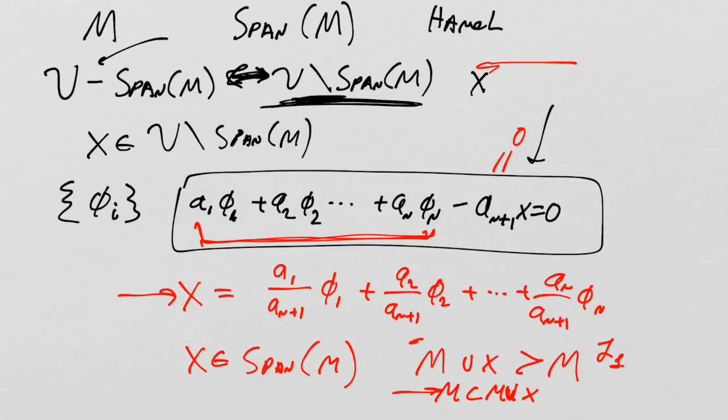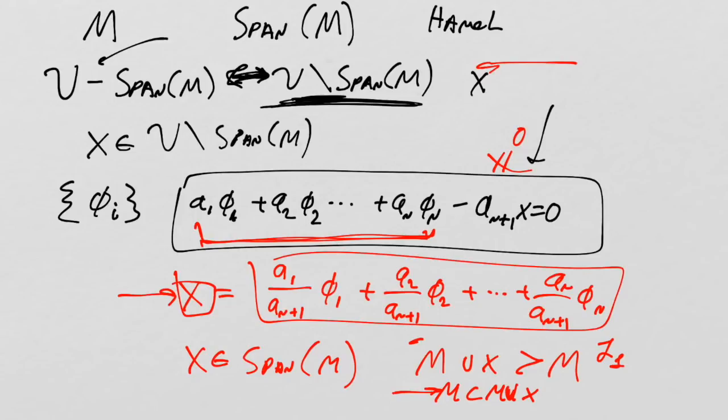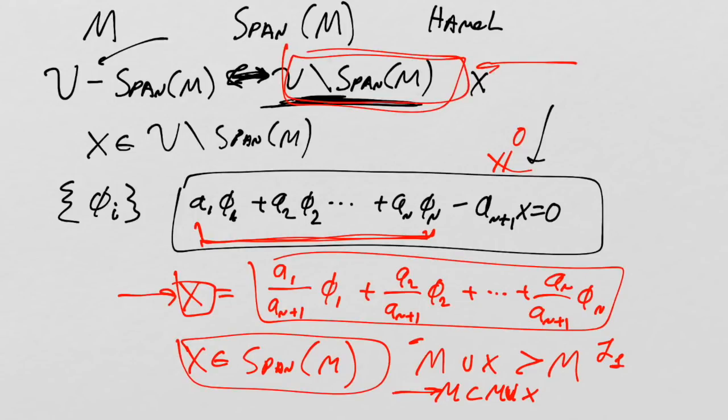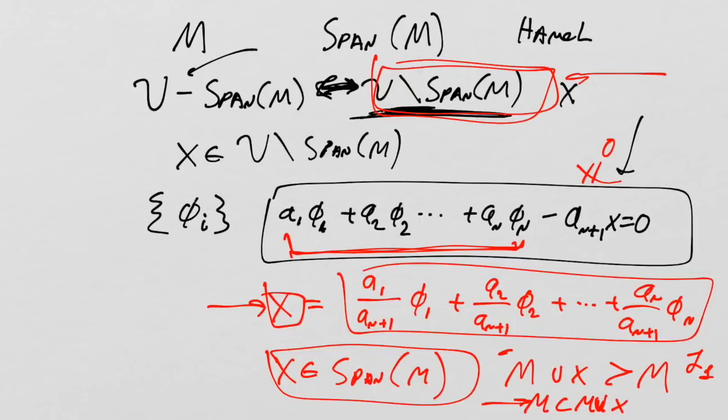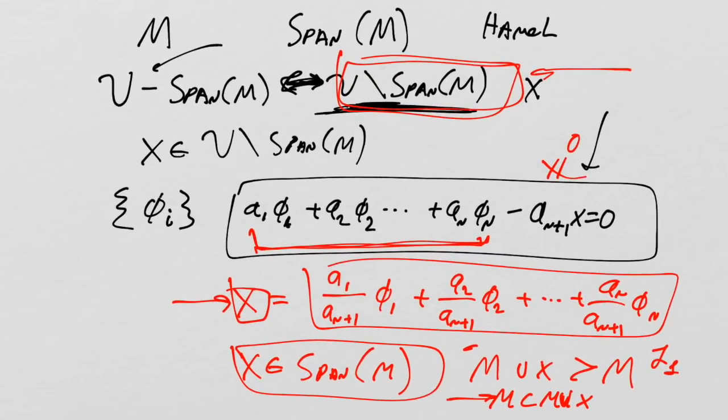M is maximal by Zorn's lemma. So that's out. And then a is not equal to 0. Well, if a is not equal to 0, then x is part of the span, which it's not allowed to be because we constructed it to be outside the span. Okay, so there's your proof that every vector space has a Hamel basis.